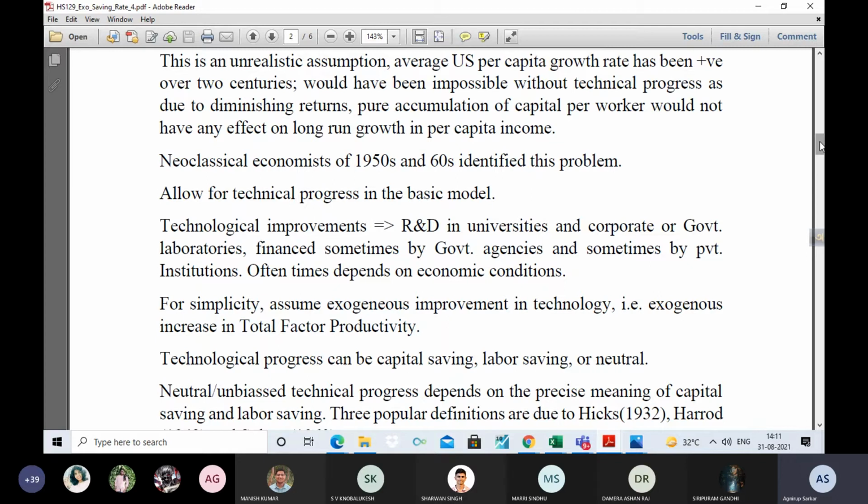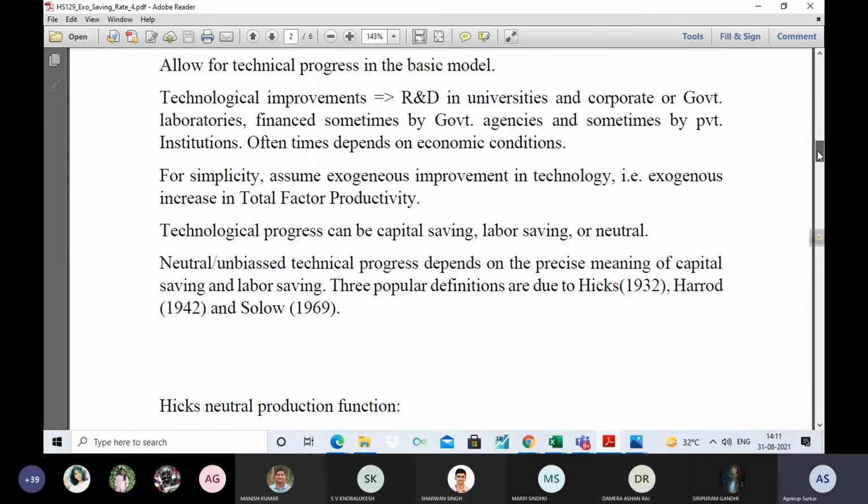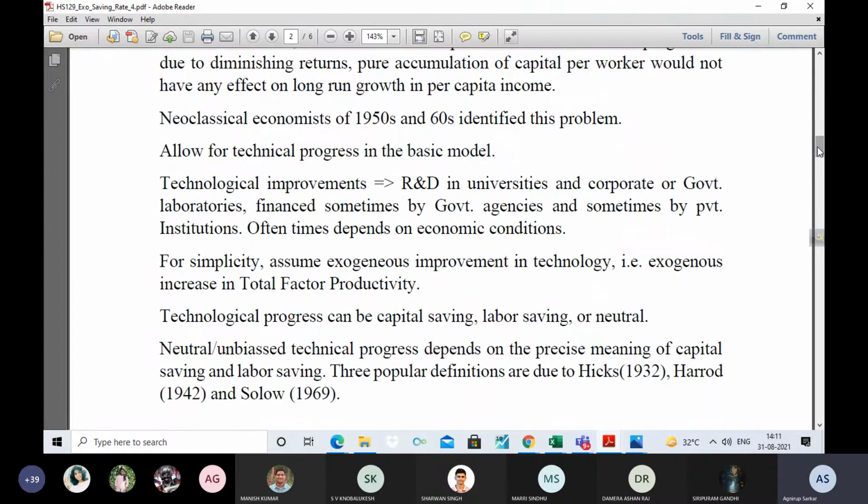Okay. Now see, the first issue is how to introduce exogenous technological progress into the model. This technological progress can take various forms. Inventions may allow producers to generate the same amount of output with either relatively less capital input or relatively less labor input. Such cases are referred to as capital saving or labor saving technological progress.